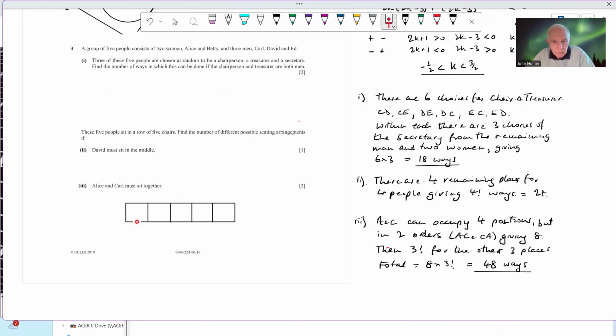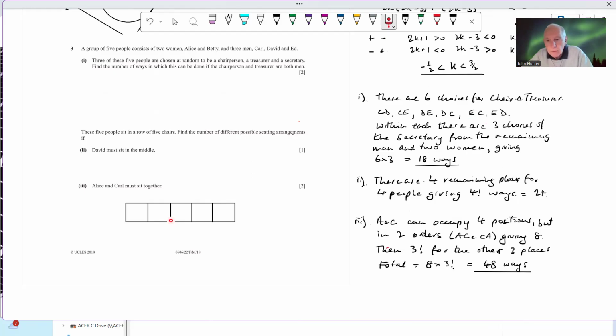Okay, so we've got a number of different possibilities here. We can have A, C, and so on. So there's four different ways we can have positions. We can have A, C, but then we can also have C, A. Carl and then Alice. So that's 8 altogether. We're just looking at which chairs Carl and Alice can sit in. If they are sitting together, then there's 8 ways.